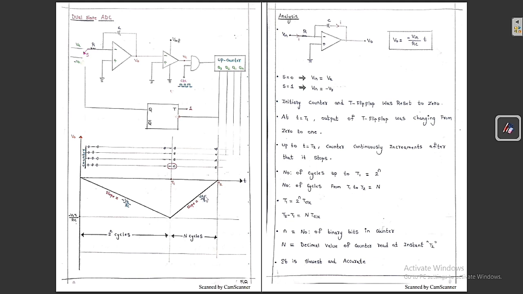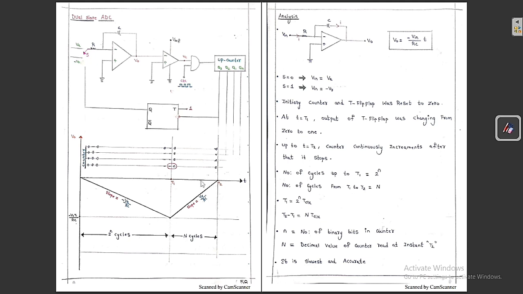So we are going to get a positive slope of VR by RC, because in place of VA in, you have to substitute minus VR. So therefore, minus into minus is plus. So plus VR by RC we are going to get. So plus VR by RC is the slope that we are going to get. So this is the slope that we are going to get here. You can see clearly this is the slope.